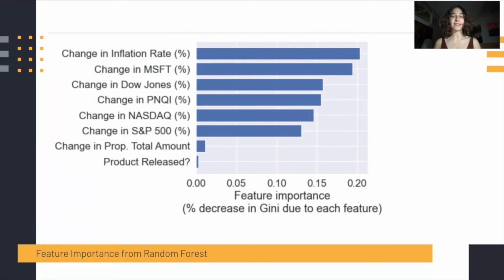From this, we can see that most of our features were evenly represented throughout our model, except for the change in proportional total amount from insider trading and product release, which makes sense as there was not always insider trading or a product being released on a given day, and the other values were daily.